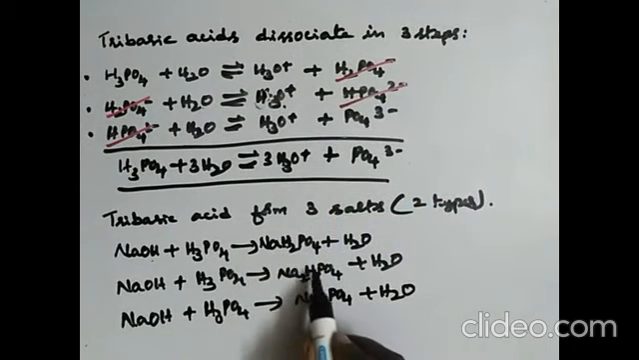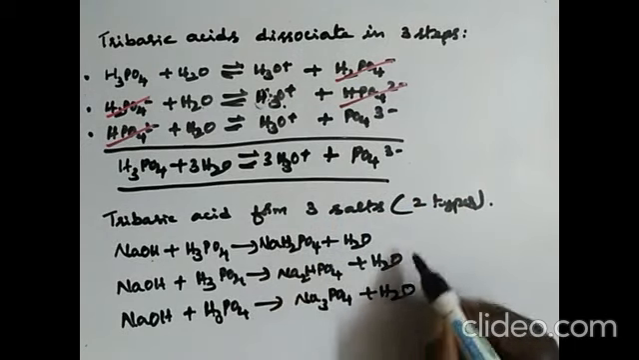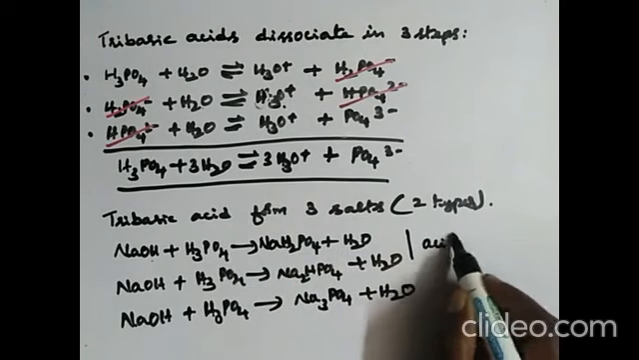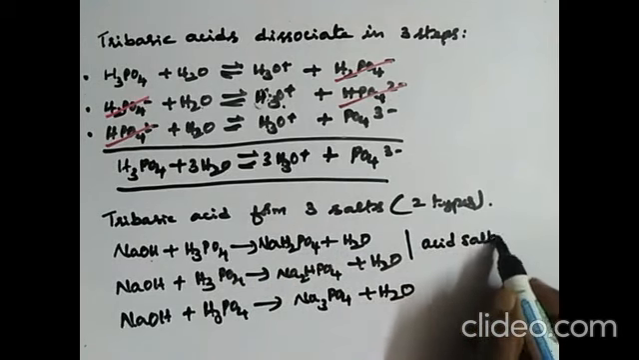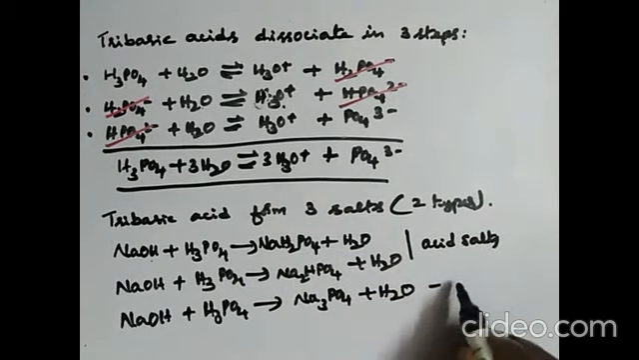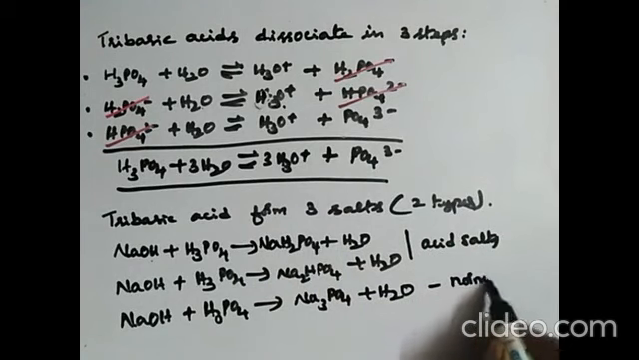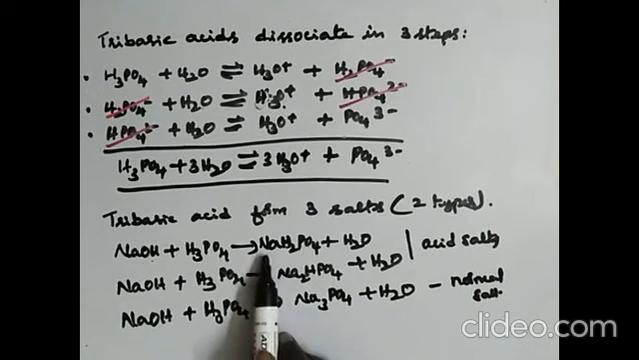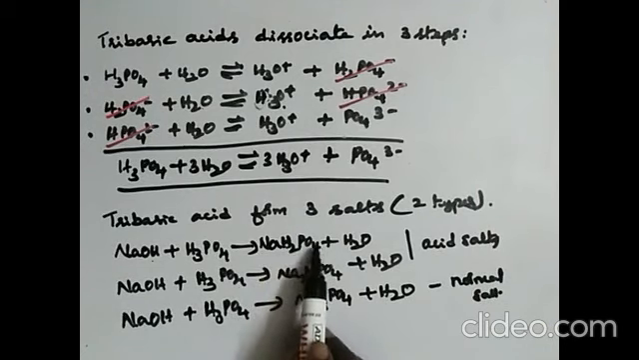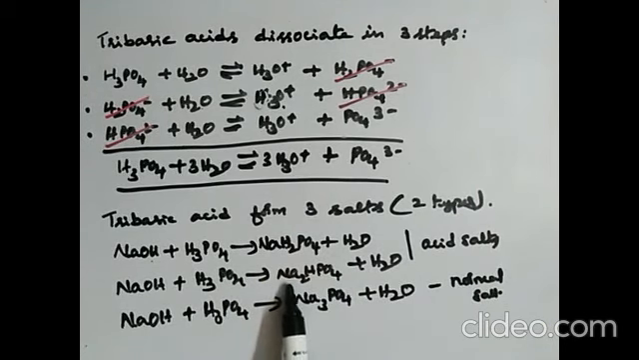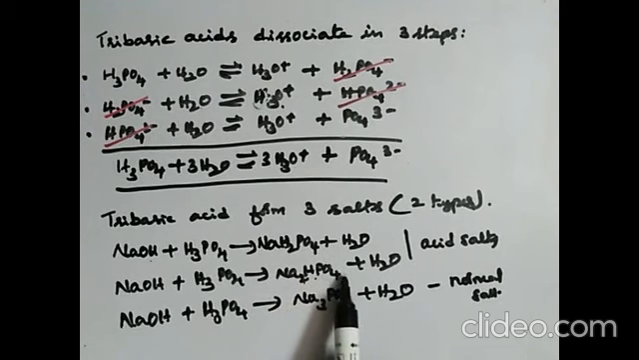So these two contain hydrogen in them. So these two salts are called acid salts. And sodium phosphate is a normal salt. The name of this salt is monosodium dihydrogen phosphate, and the name of this salt is disodium hydrogen phosphate.